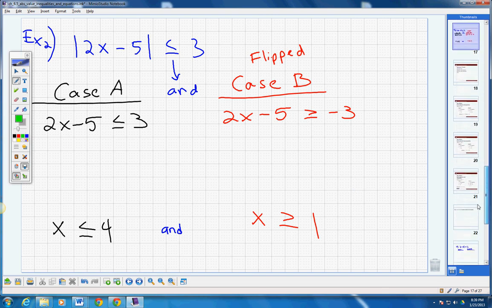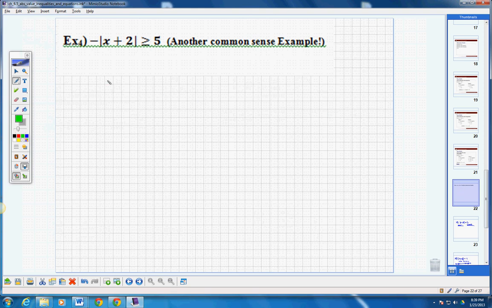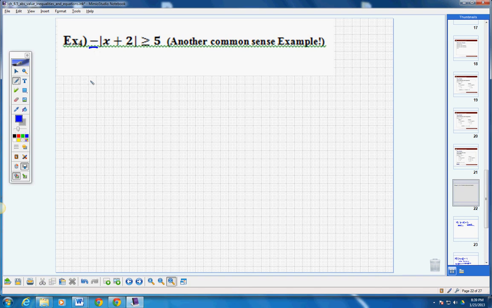I had one more common sense example. Right here. So we have another common sense example. The negative of the absolute value of x plus 2 is greater than or equal to 5. So I'm going to go ahead and finish this up. Just in short, that's like saying negative 1. This right here, that negative on the outside, is like saying negative 1, and I'm multiplying negative 1 times the absolute value of x plus 2, and that is greater than or equal to 5.